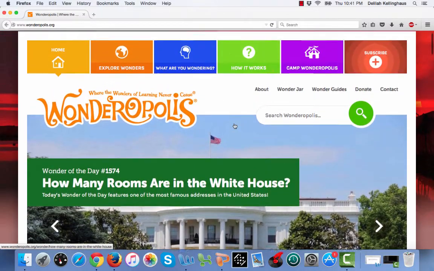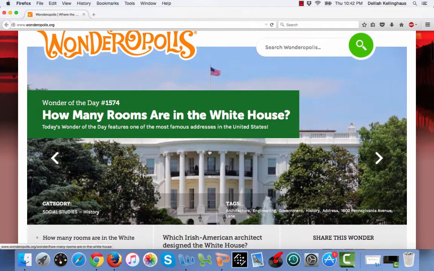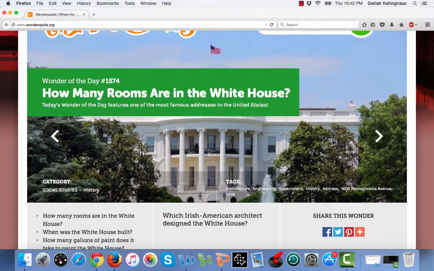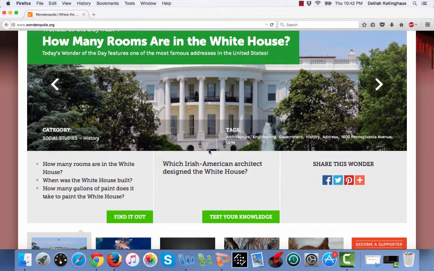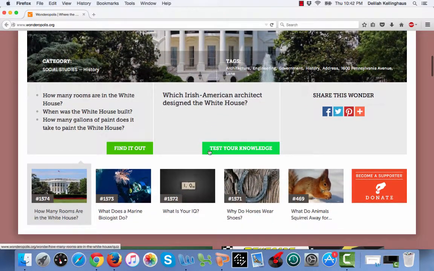So a student can come to Wonderopolis. Wonderopolis is free for teachers, which is always great. We like free. When you come to Wonderopolis, teachers can search wonders. Oftentimes when I need even something as an anchor activity for students in my ELL class, I will say to them, I think it would be great if you wonder. What are you wondering about today?